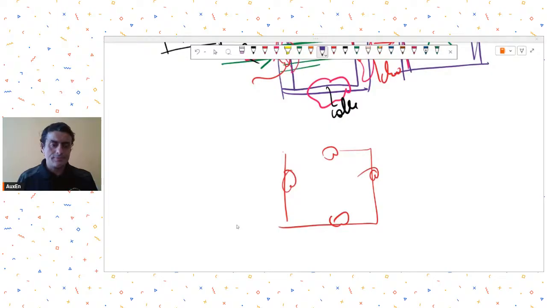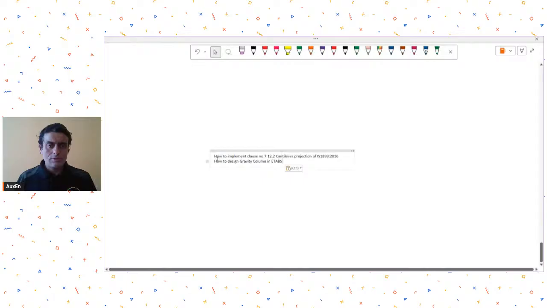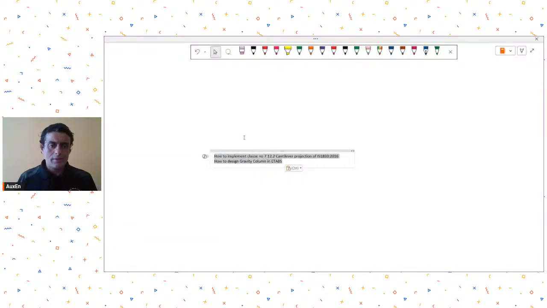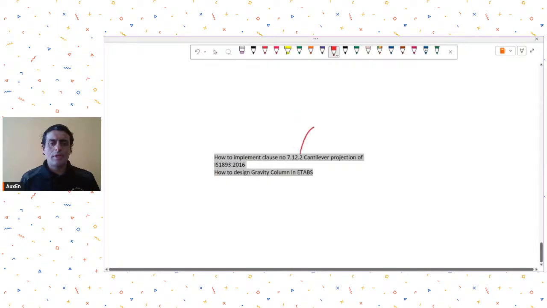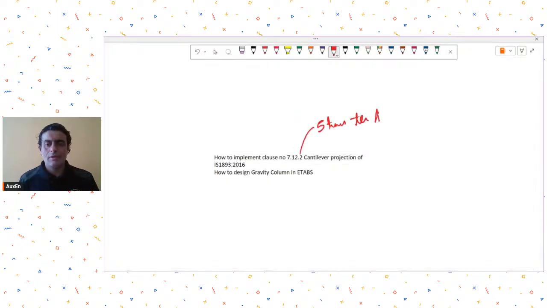All right, then the next question is from engineer Vineet Kabadi. He is from Pune and he is a working professional. He is asking how to implement the cantilever clause. Indian code tells you that all the horizontal projections you have to design for 5 times the vertical earthquake. So he's asking how to implement that.